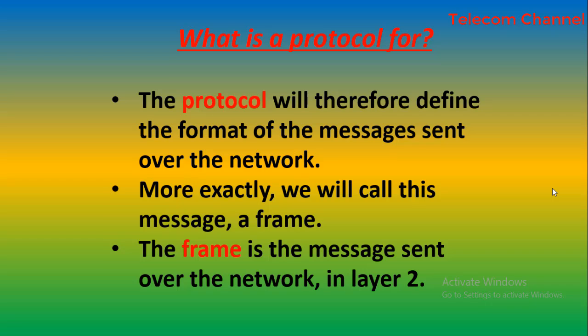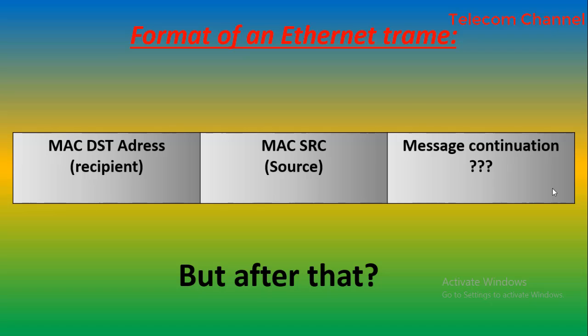the protocol will therefore define the format of the messages sent over the network. More exactly, we will call this message a frame. The frame is the message sent over the network in layer 2. As we see, in the format of an Ethernet frame, you have first the MAC address of the recipient, the MAC address of the source or sender, and the message continuation.